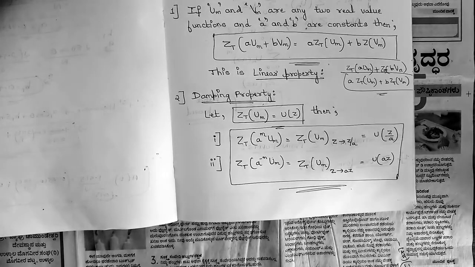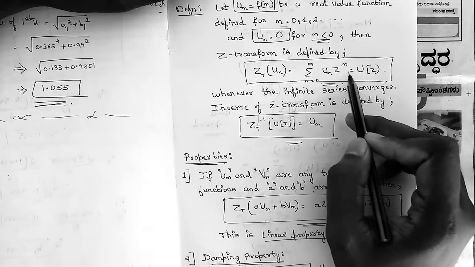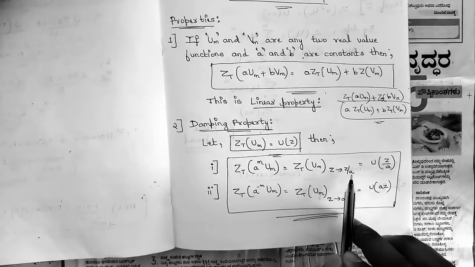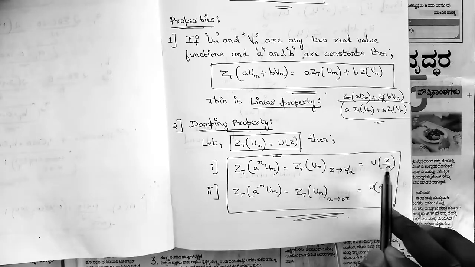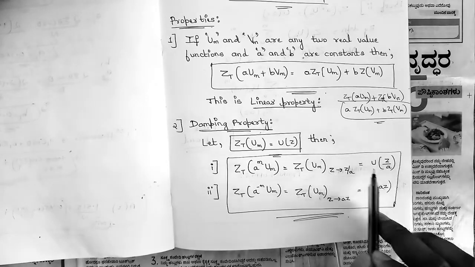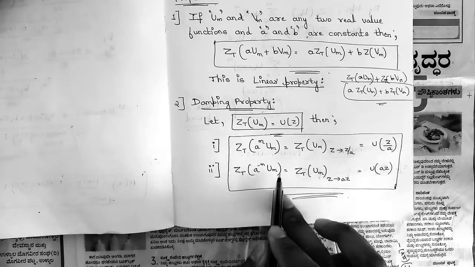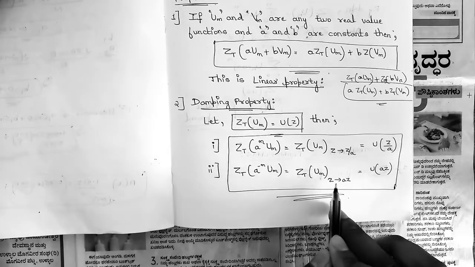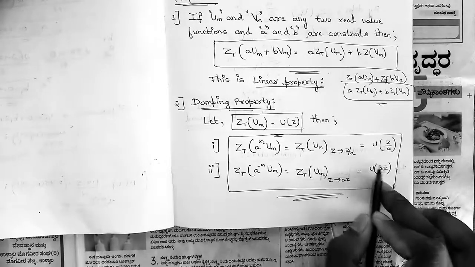We know the basic Z transform definition, that is, Z transform of u_n is equal to the summation from n = 0 to infinity of u_n z^(-n), which is equal to U(z). But in this case we have written that z is replaced by z/a, so automatically it was U(z), and it becomes U(z/a). And the second condition is Z transform of a^(-n)·u(n), which is equal to the Z transform of u(n) where z is now replaced by a·z, so it becomes equal to U(az).